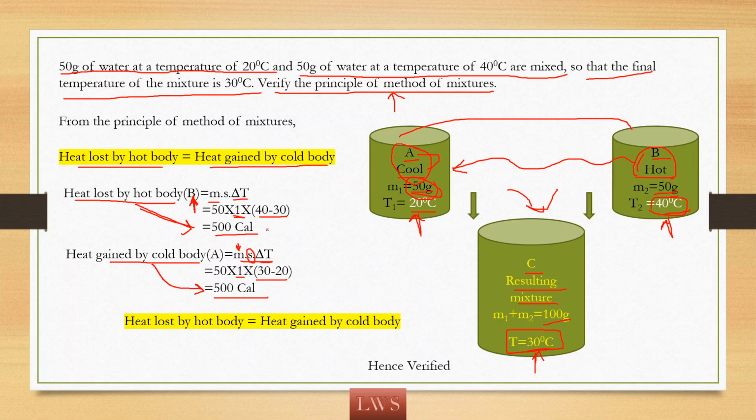And these both are equal, right? So you can say that heat lost by the hot body is equal to heat gained by the cold body. So this is our principle of method of mixtures, and hence verified. This is the way we can verify the principle of method of mixtures. All you need to calculate is the heat lost by the hot body and the heat gained by the cold body, and check whether these both are the same or not. Both are the same. Hence the principle of method of mixtures is satisfied, and hence we are verifying the law.